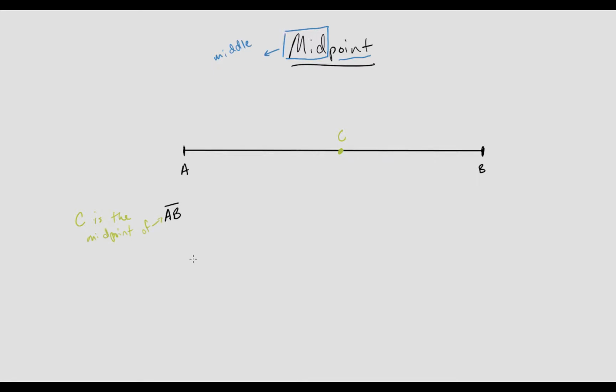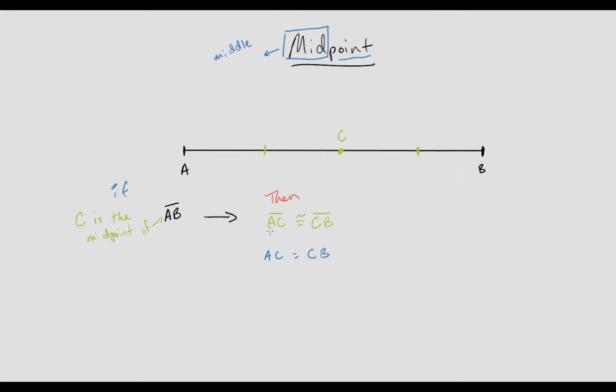Well, if C is the midpoint of AB, the only way that could be true, if we think about this intuitively, is if segment AC is congruent to segment CB. And so we can write that here: if this is true, then we know that segment AC must be congruent to segment CB. So if that's the case, we know that their lengths must also be the same. So AC must be equal to CB.